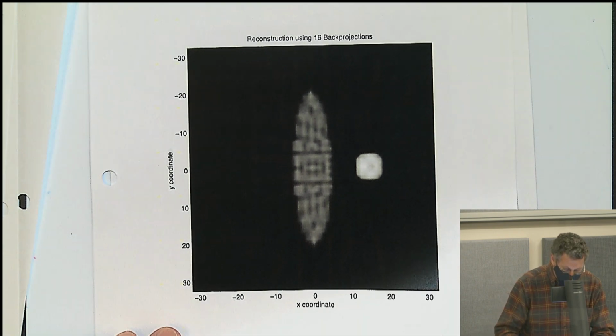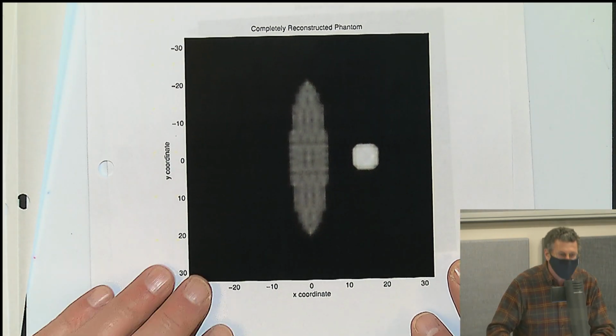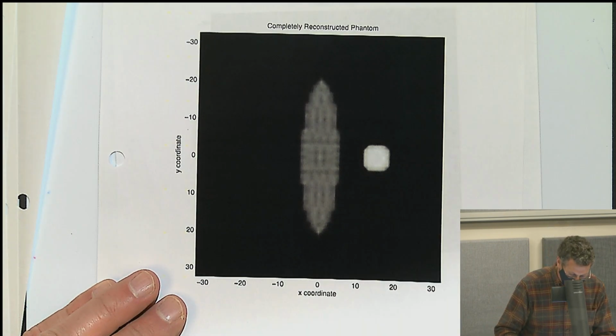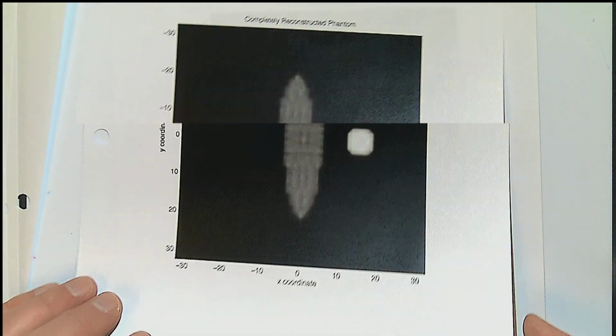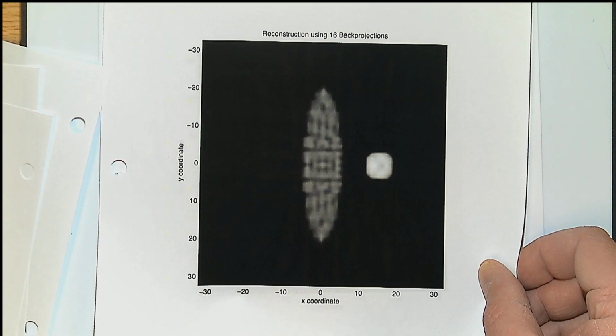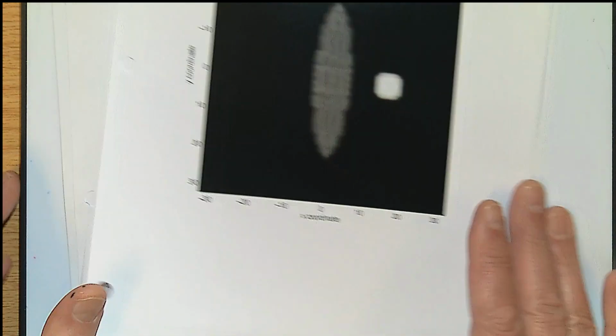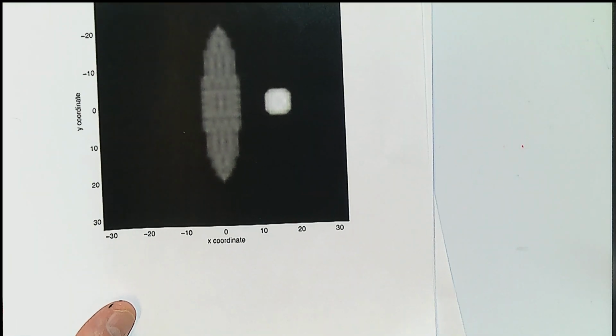It's a 64 by 64 image, so you should have at least 64 projections in order to do a good job. And you see here, this is the fully reconstructed object. So as you get more back projections, it looks better. So that's the upshot. And you can actually try that example yourself if you like.